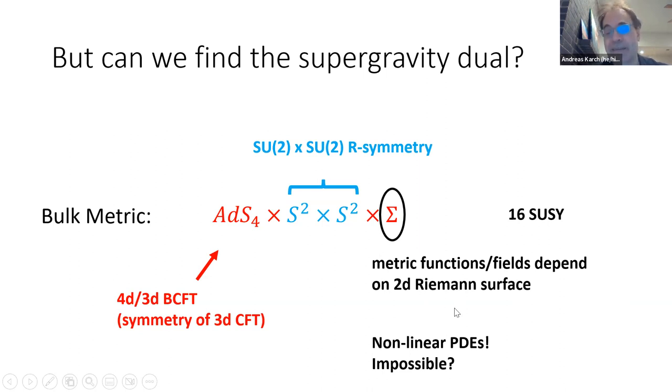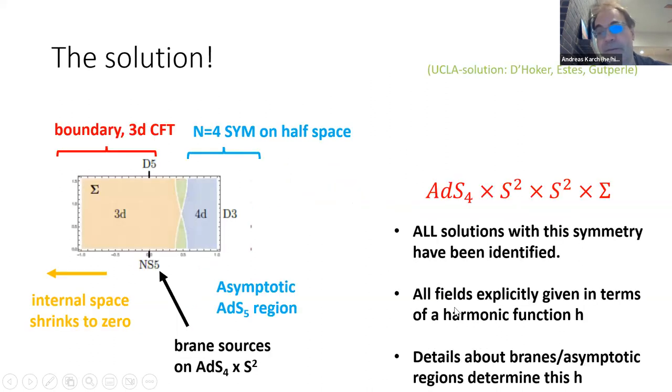To begin with, you might think this is impossible. It might be impossible for mere mortals, but that doesn't scare Michael Gutperle. The UCLA group found the most general solution with that amount of supersymmetry and that particular global symmetry. It's not just a solution, but any solution you could possibly imagine with the symmetry has been written down in this paper. In particular, included in there is the solution that we want, the one for the stack of D3 branes ending on this quiver gauge theory made out of NS5 branes and D5 branes. This is roughly how it looks.